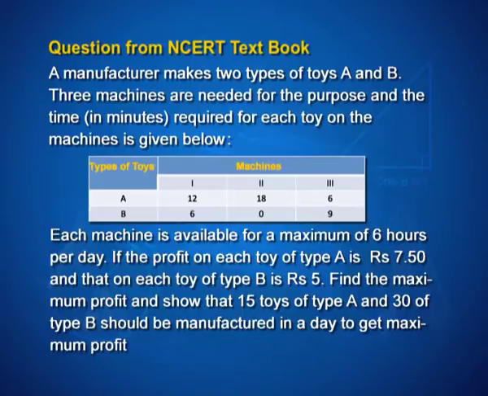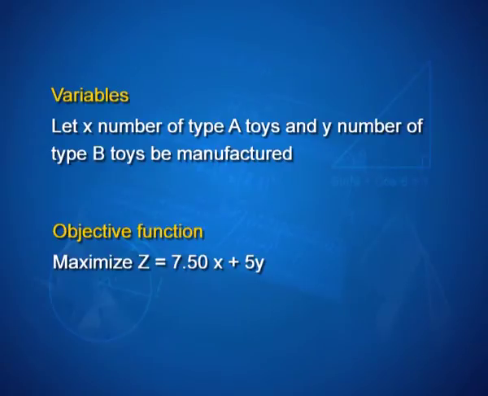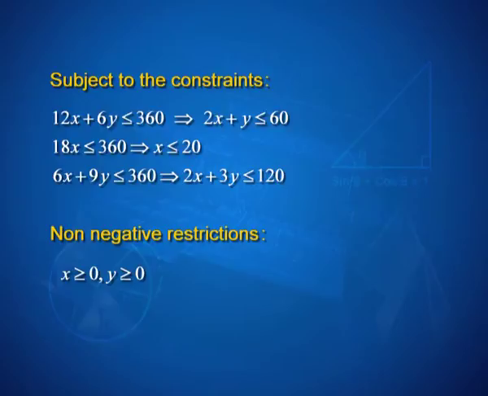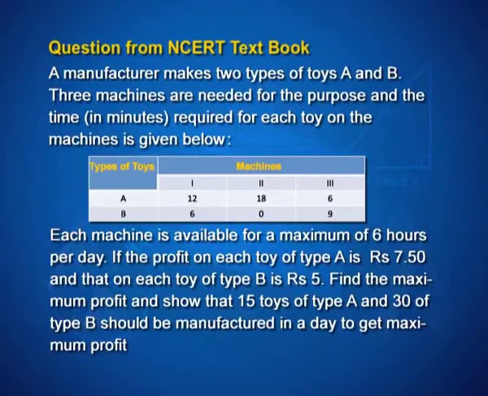And we saw that here the linear programming problem model turned out to be: maximize z = 7.50x + 5y, subject to the constraints, which simplified to be 2x + y ≤ 60, x ≤ 20, 2x + 3y ≤ 120, and the non-negative restrictions x and y both ≥ 0, where x is the number of type A toys and y represents the number of type B toys that we are looking at producing or manufacturing.